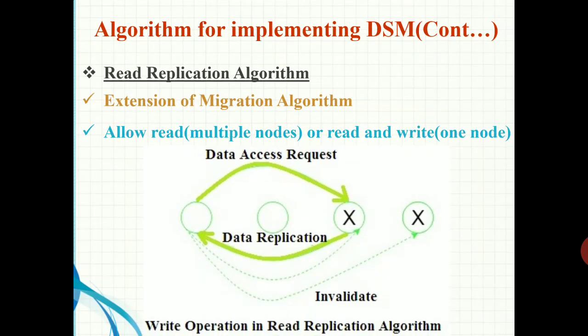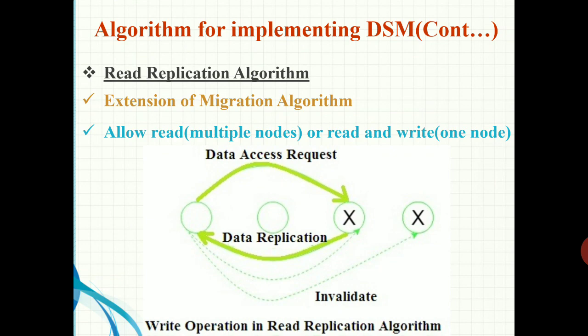Then come to the third algorithm, that is the replication algorithm. The read replication algorithm is an extension of the migration algorithm by replicating data blocks and allowing multiple nodes to have read access, or one node to have both read and write access. That is the situation here. In this extension, the block is replicated, that is, the system maintains more than one copy of the same block. That is called replication.